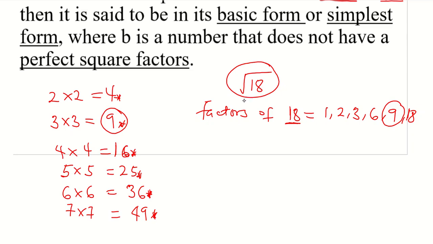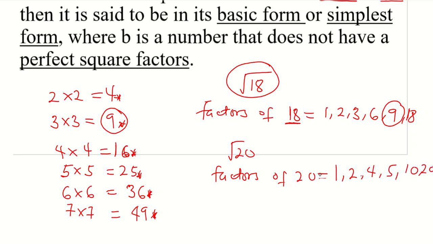Better still, we can think of square root of 20. Now, square root of 20, we can look at the factors of 20. Among the factors of 20, we have 1, 2, 4, 5, 10, and 20 itself. Now, among the factors of 20, can we identify any perfect square? Yes, we can identify a perfect square, 4. 4 is a perfect square. So it means 4 is a perfect square factor in the factors of 20. And because we can find a perfect square factor 4 in the factors of 20, it is making the square root of 20 not to be in its reduced form, simplest form, or basic form.